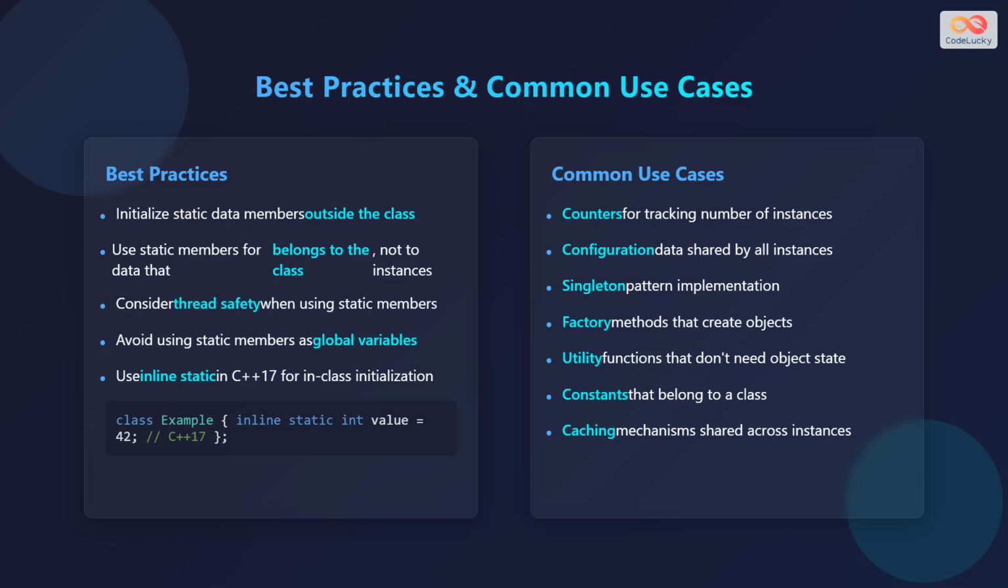Let's also see some common use cases for static members. They are used for counters to track the number of instances of a class. They are used for configuration data shared by all instances of a class. They are used in Singleton pattern implementations. They are also used for factory methods that create objects, utility functions that don't need object state, constants that belong to a class, and caching mechanisms shared across instances.